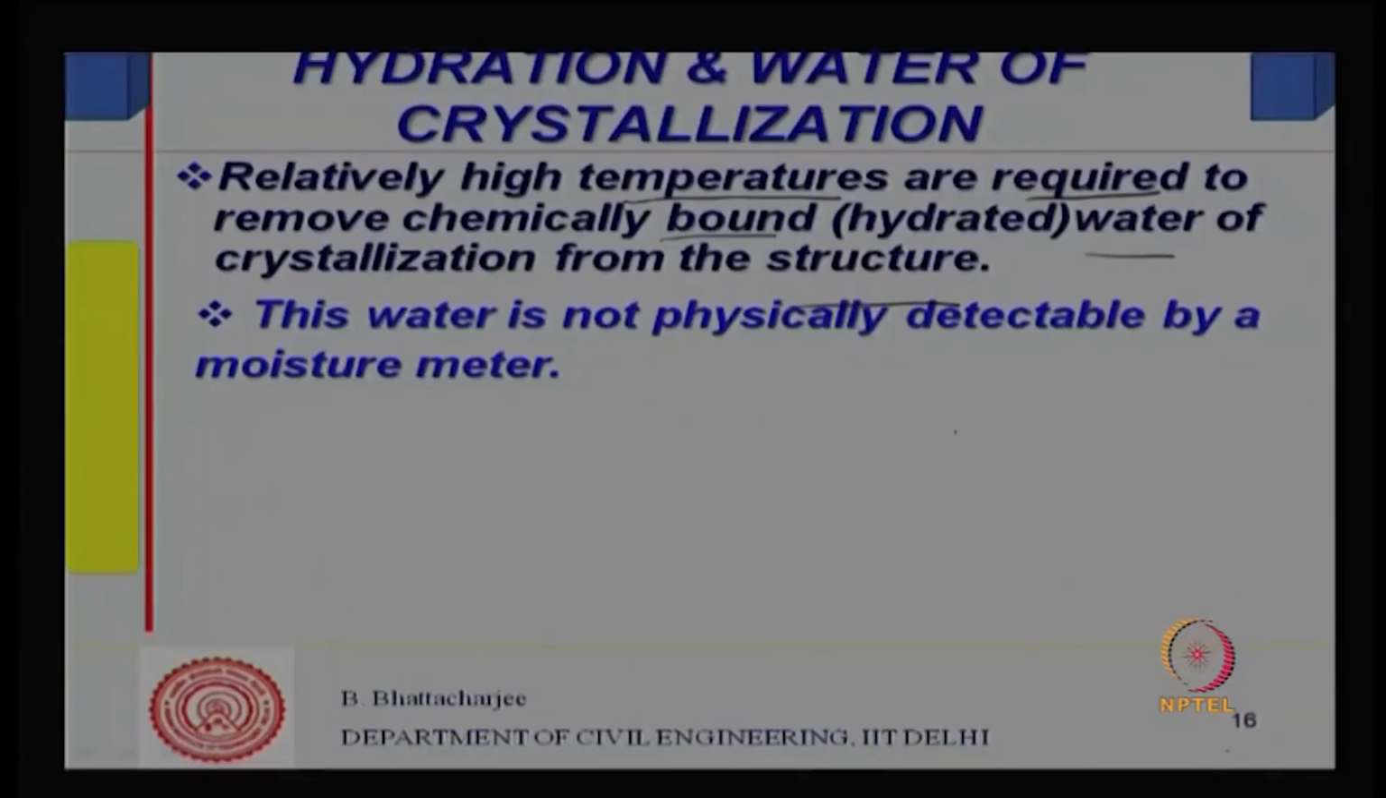This water is also not physically detectable by a moisture meter. That means you just can't measure it, simply because it is a part of the solid system. If you put a moisture meter, let us say based on electrical conductivity, it is not readily detectable by any kind of moisture meter. It will not evaporate even if you heat to 100 degrees centigrade, because it is much more strongly bound than the free water.